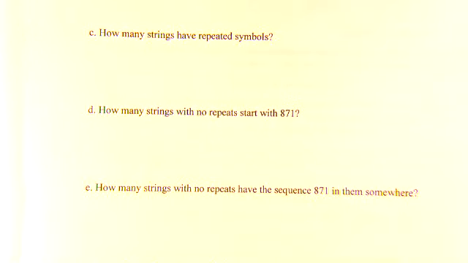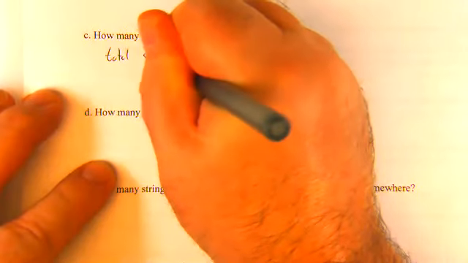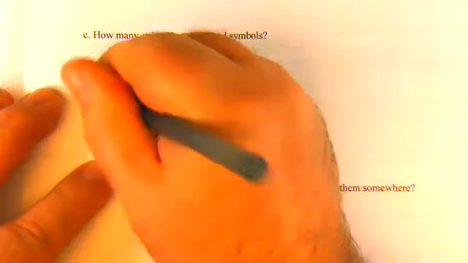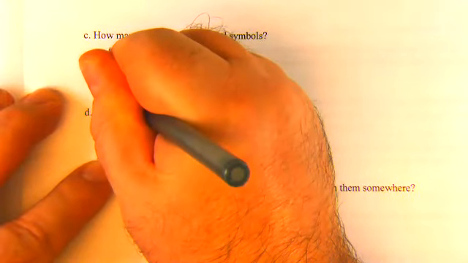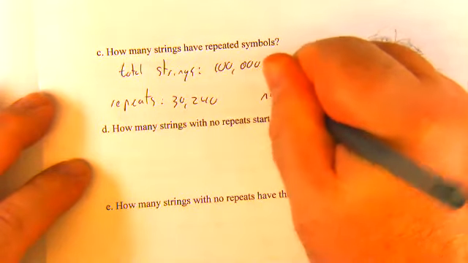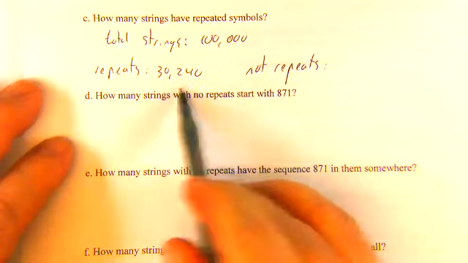How many strings have repeated symbols? Here's where complements come in. We have 100,000. How many strings have repeats? That was 30,240. Every string either has a repeat or not.